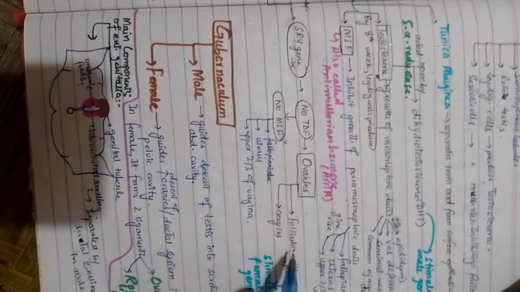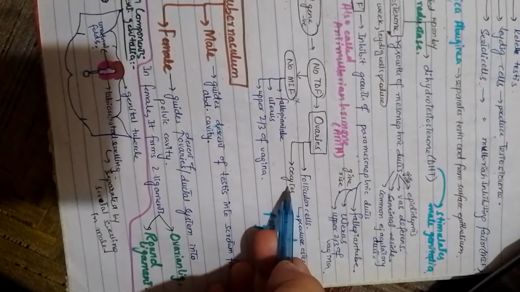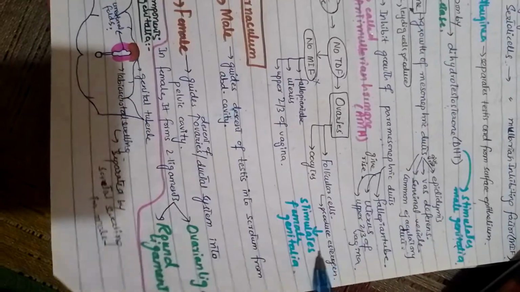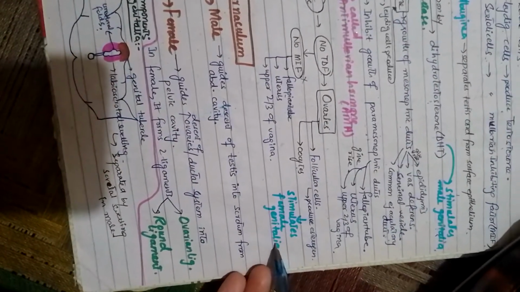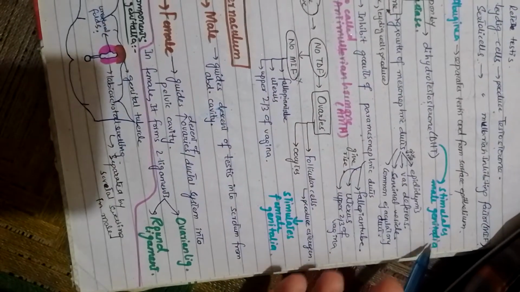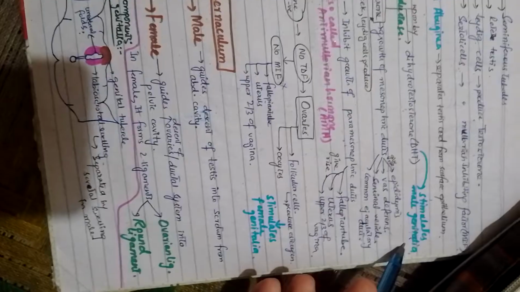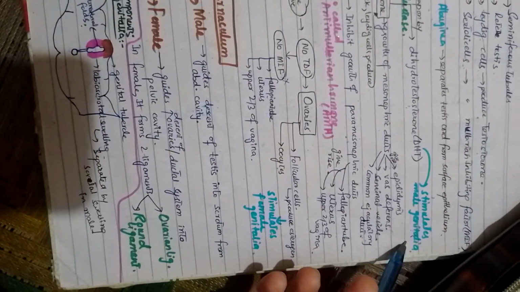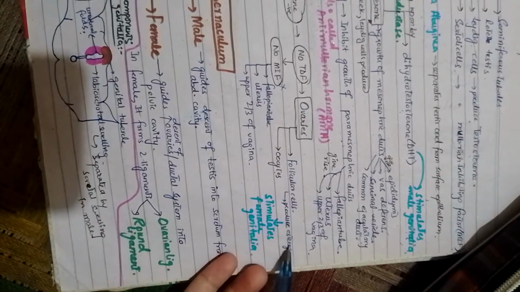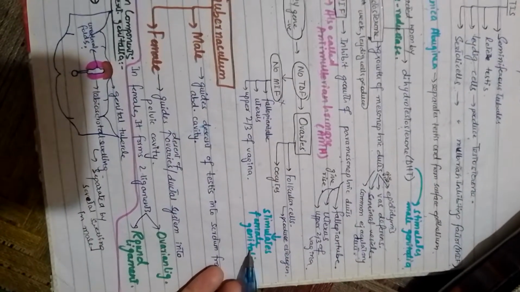In ovaries there are follicular cells, and oocytes are produced. The follicular cells produce the estrogen, which stimulates the female genitalia. You have to differentiate the female genitalia and male genitalia. In the MCQs, do not mix them. Whenever it is asked in MCQs, you should be able to differentiate. Dihydrotestosterone produces the male genitalia and estrogen produces the female genitalia.